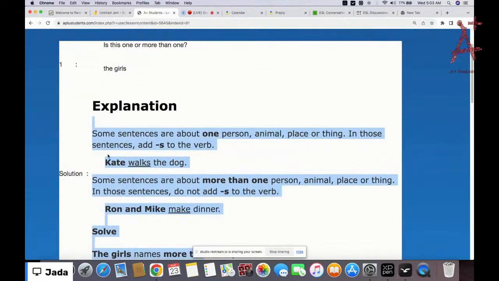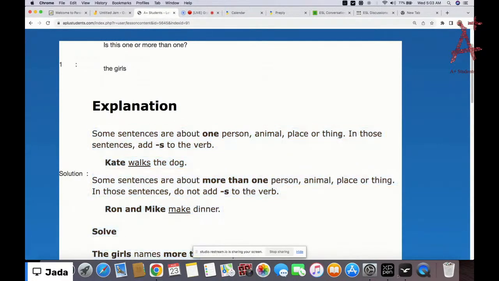Some sentences are about one person, animal, place, or thing. In those sentences, add s to the verb. Okay, so in some sentences, we have only one person. When we're talking about one person, one animal, one place, or one thing, you know that that is singular. As long as it's talking about just one, that is what we call singular. So in those sentences you need to add s.